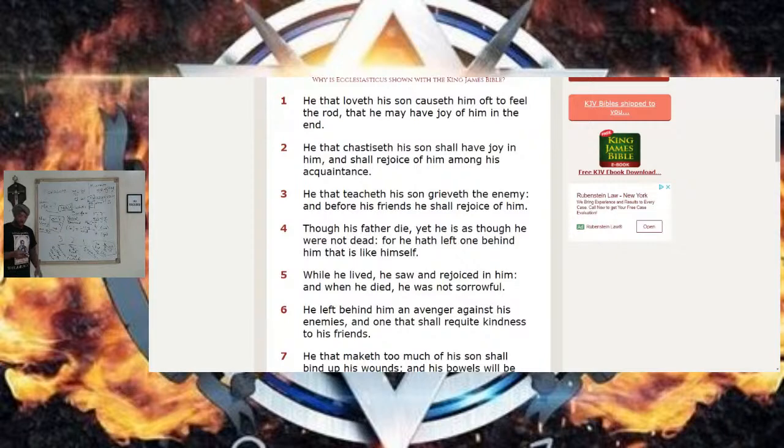He that teacheth his son feareth the enemy, and before his friends he shall rejoice of him. Like if you teach your son, your son is someone your father could be proud of, you see what I'm saying? But then your son is an LGBT member, and it's like, whoa. That's not my son. That's not my grandson. We can't be proud of it.